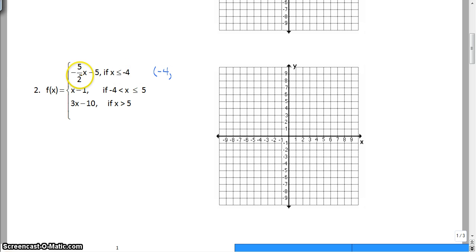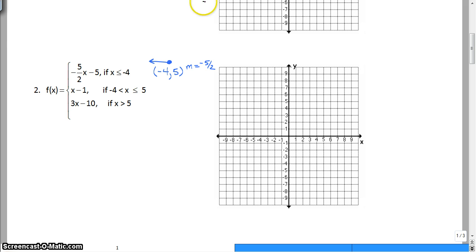We still start with substituting in our -4. Stick -4 into here. We're going to get a positive 10 minus 5, which is 5. Still a solid dot going left because it's less than or equal to. We have a slope of -5/2.